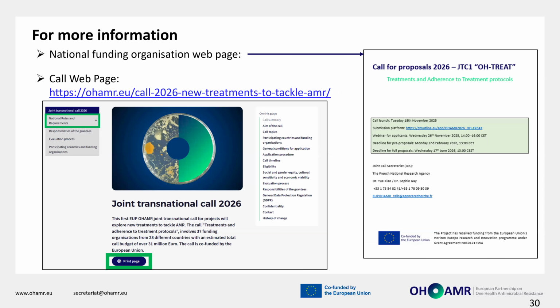All the information that has been presented during this webinar can be found on the web page of most funding organizations participating in this call, where the call text is available for download as a PDF. You can also visit the partnership's website and the call webpage, which contains the same information in a slightly different format. On this page, you also have the option to print the content by using the print page button, and the national annexes can be found in the national rules and requirements sections on the left-hand side of the webpage.